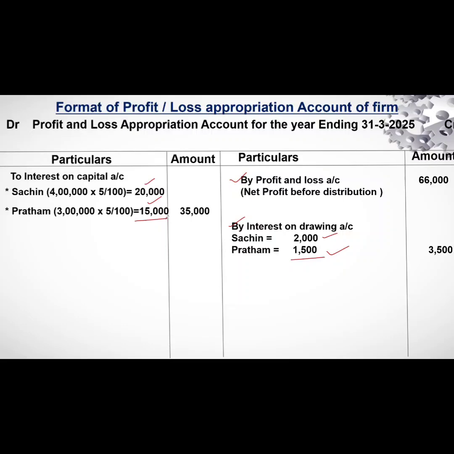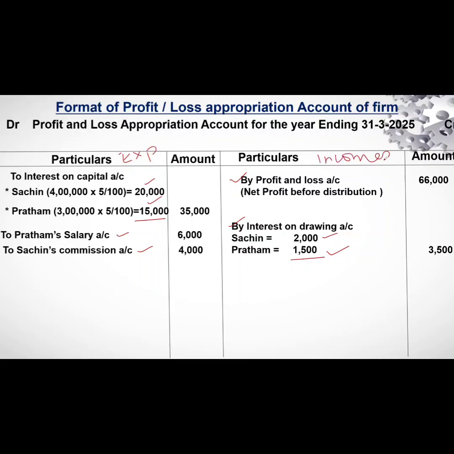The next expense or adjustment given to us is Pratham's salary. So therefore, write here to Pratham's salary account, and since it's directly given as yearly salary, directly enter it as 6,000 on the debit side. And next we have commission, Sachin's commission. This also is given as a yearly commission, so directly enter it on the debit side of profit and loss appropriation account. So we have entered the expenses and we have entered the incomes in the account.